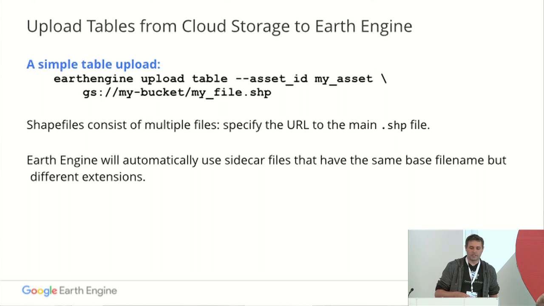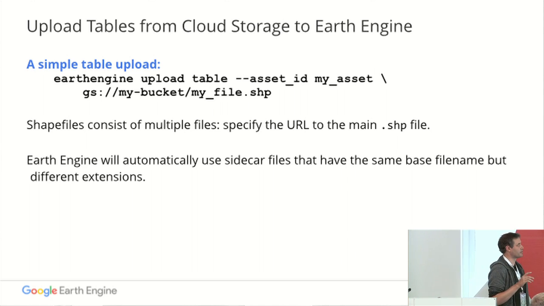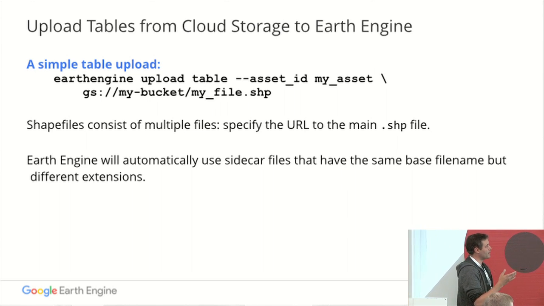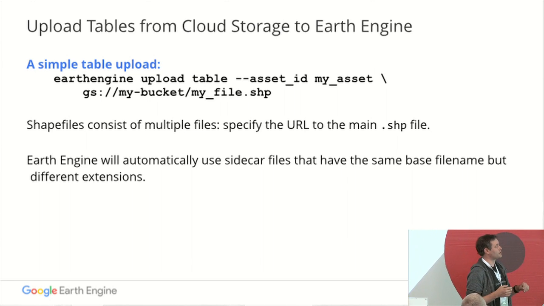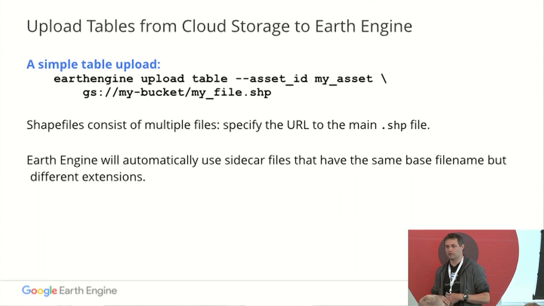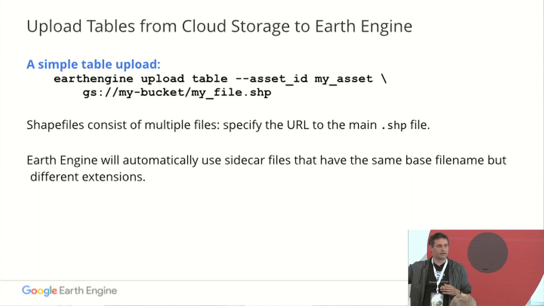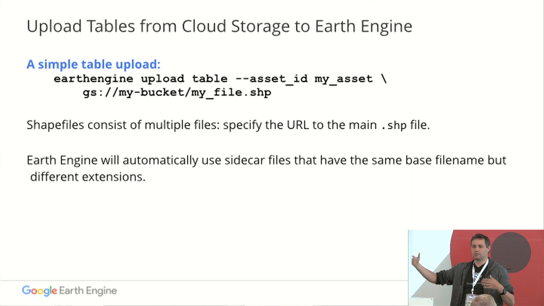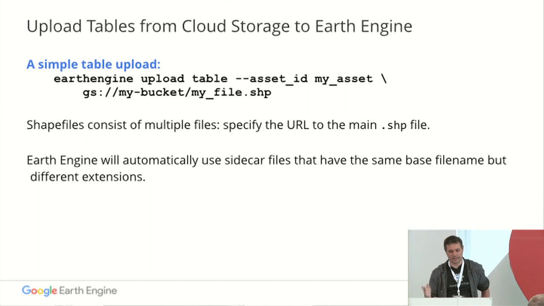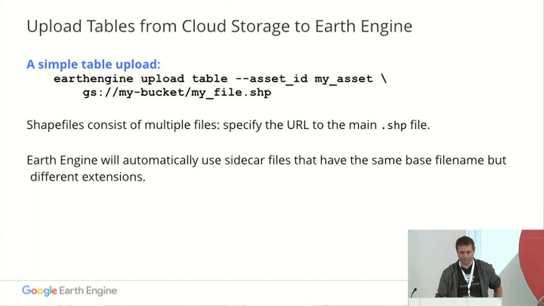And now, of course, you can do the same thing with tables into earthengine. Today, the only file format that we support is shapefile, but we've got a bunch more coming soon. Please express your desires so we can prioritize them accordingly. And the way this works, if you're using the command line tool, is you specify the path to the master file, the .shp file. But all the other sidecar files, if you've got a shapefile, it comes with multiple files. They need to be there too, and we'll use them automatically, just based on them having the same base file name.